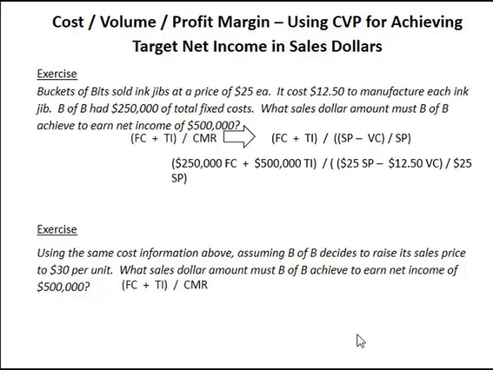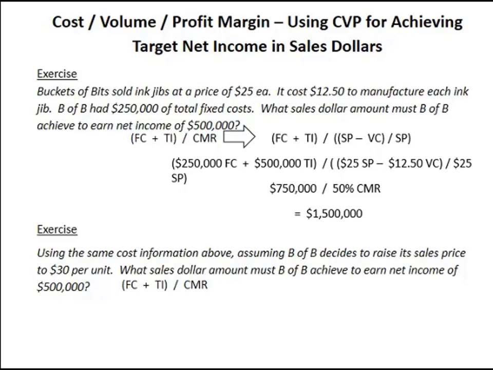So now I'm going to reduce the equation, and it's now going to become $750,000, and when I calculate out the contribution margin ratio, it comes out to 50%. So I divide 50% into the $750,000, and that tells me I'm going to need sales of $1,500,000 to not only cover my fixed cost, but also produce $500,000 of net income.